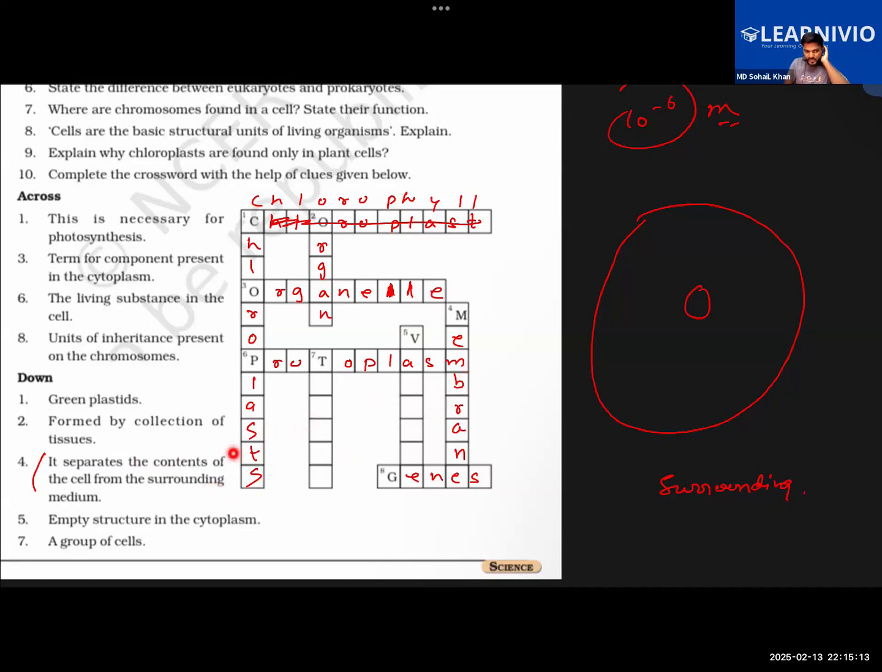Okay. Next, empty structure in the cytoplasm. They are empty but can be used as storage. Yes, Ramesh? Vacuole. Okay. A group of cells, obviously. That is tissue. Good.